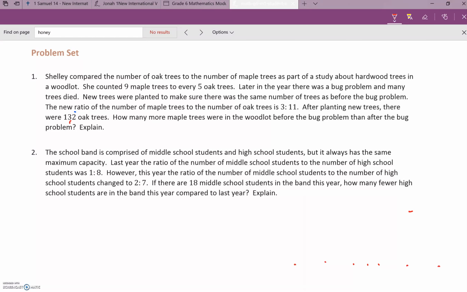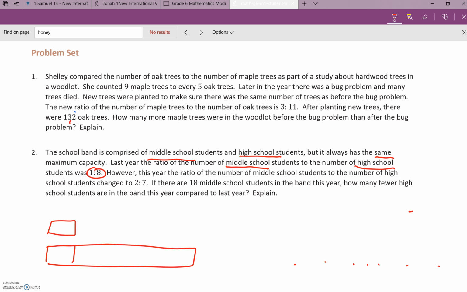The school band is comprised, meaning made of, middle school students and high school students, but always has the same maximum capacity. So that means there's always going to be the same number total. Last year, the ratio of the number of middle school students to high school students was 1 to 8. So I'm going to start out by drawing that ratio, 1 to 8. And it is middle school to high school. It's probably that because high schoolers have more experience.